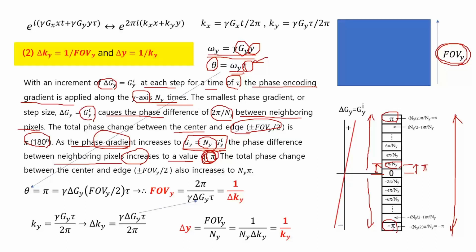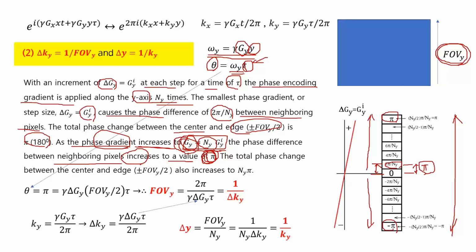The smallest gradient, the phase difference between two pixels was 2 pi over Ny. But in the last step, we apply the phase encoding gradient NyGyi, then the phase difference between two adjacent pixels is now pi.